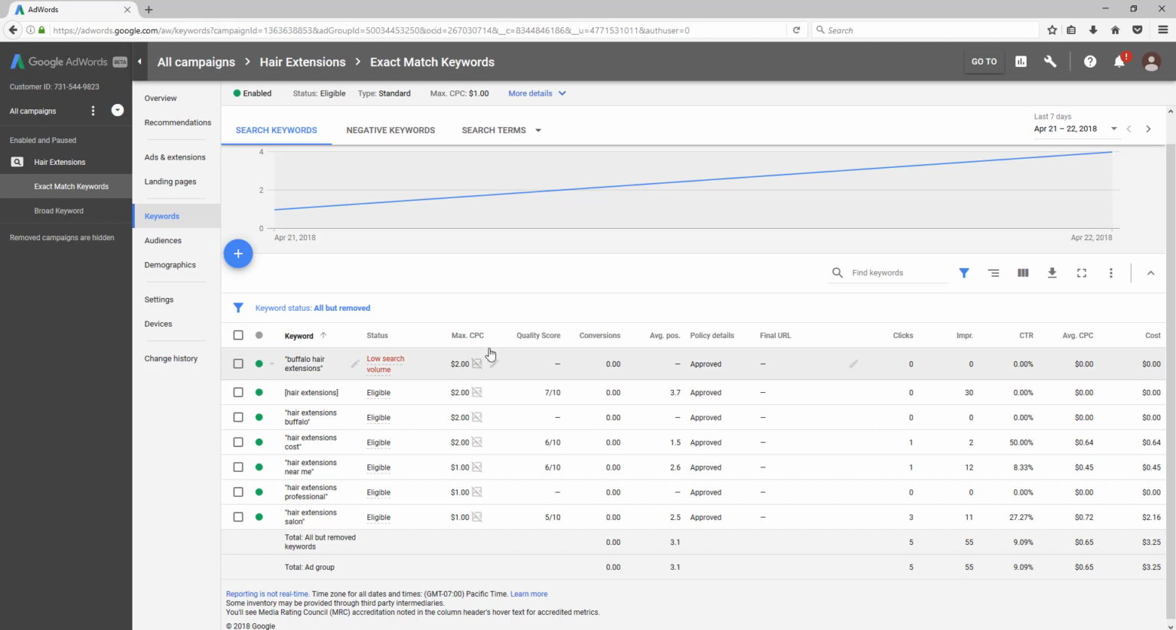Conversions is also important, so we could take a look at this. Generally it might take a little more data, maybe like a week. And if we see there's 16 clicks here and no conversions, then something is wrong.